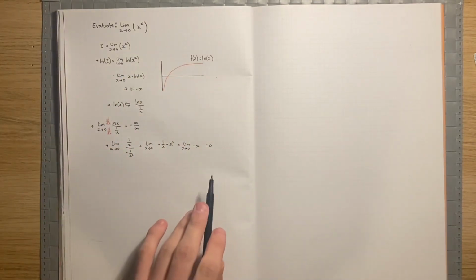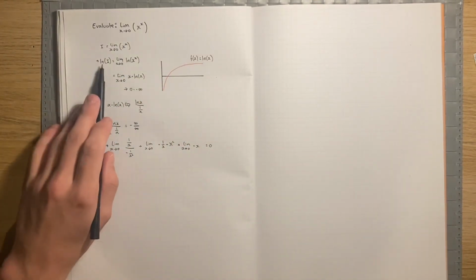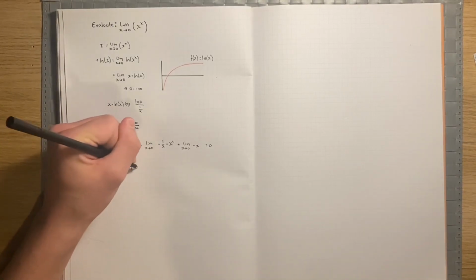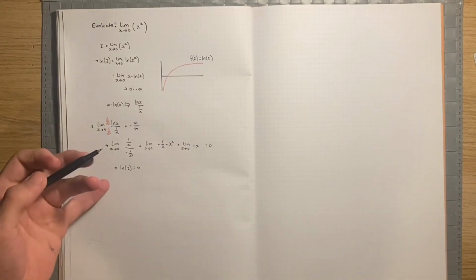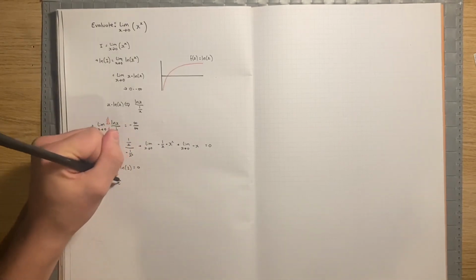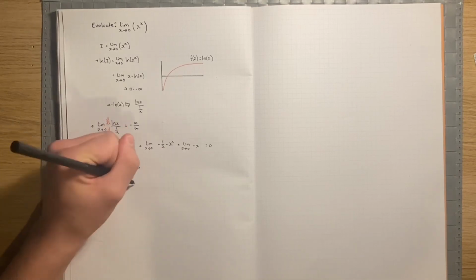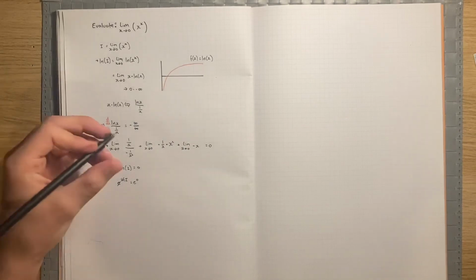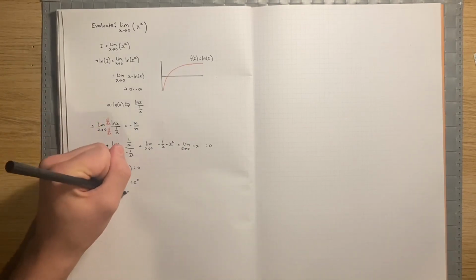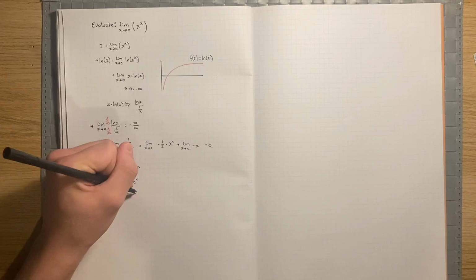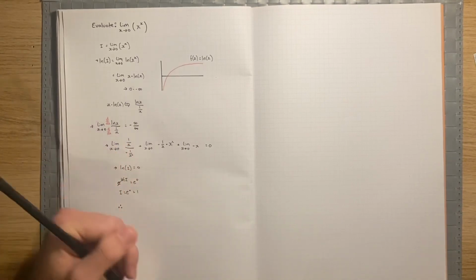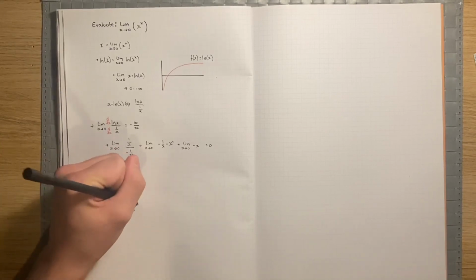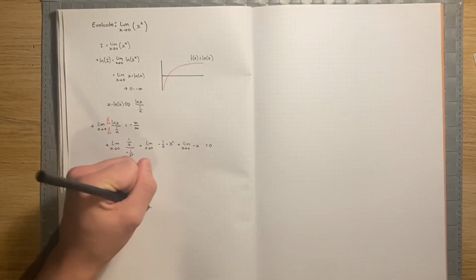But what we've worked out here is the natural log of I. So we can write that the natural log of I is equal to 0. And to get I by itself, we have to apply e to both sides. So e to the ln I is going to be equal to e to the 0. And obviously the natural log and the e will cancel out. So then we're left with I is equal to e to the 0, which of course is equal to 1. So therefore, we can conclude that the limit as x approaches 0 of x to the x power is equal to 1.